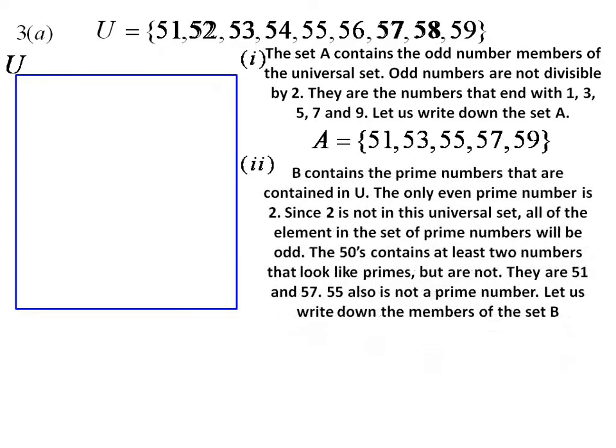B contains the prime numbers. They are contained in U. The only even prime number is 2.